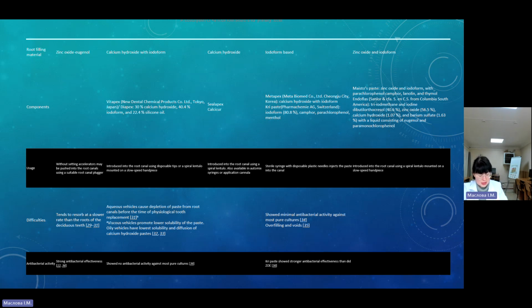Zinc oxide eugenol paste. A mix of zinc oxide and eugenol without setting accelerators may be pushed into the root canals using a suitable root canal plugger. Zinc oxide eugenol tends to resorb at a slower rate than the roots of the primary teeth, so placing it in the root canals can create a problem for clinicians. When extruded beyond the apices, the material sets into a hard cement that resists resorption.